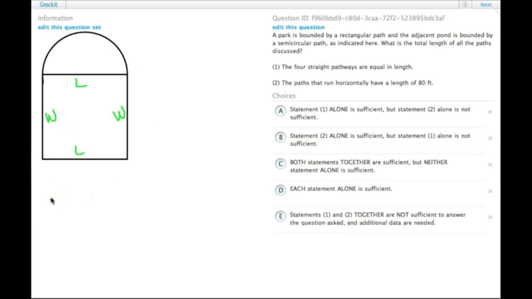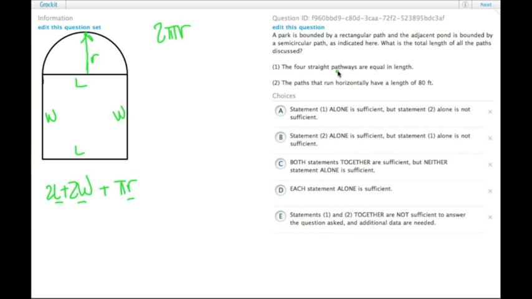So the total length of all the paths will be 2L plus 2W plus, well, it is a semicircle. So remember that the circumference of a circle is 2 pi r, but that would be for a full circle. A semicircle would only be half that, so the semicircle length would just be pi times r. So if we can get the length, the width, and the radius, we are set.